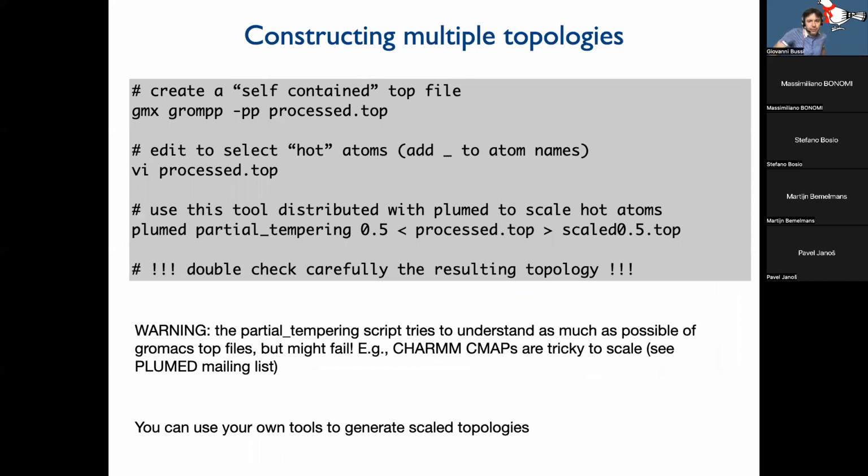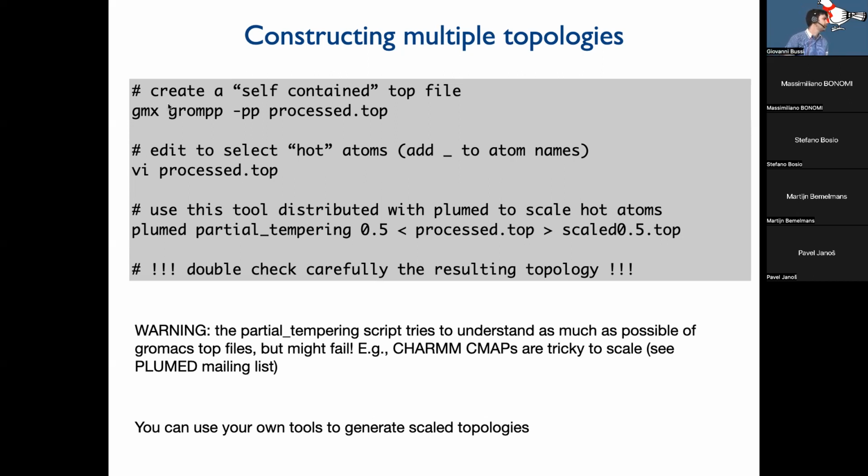Okay, so now let's go to the technical part. What you have to do to run these Hamiltonian replica exchange simulations is to first prepare scaled topologies. You can do it by yourself. I know there are tools around to manipulate GROMACS topologies that might be much better than what I'm proposing today. But one thing that you can do is to use this script that is distributed as part of PLUMED, that can be used to do exactly what we discussed so far, so to scale down a portion of the energy of a system.